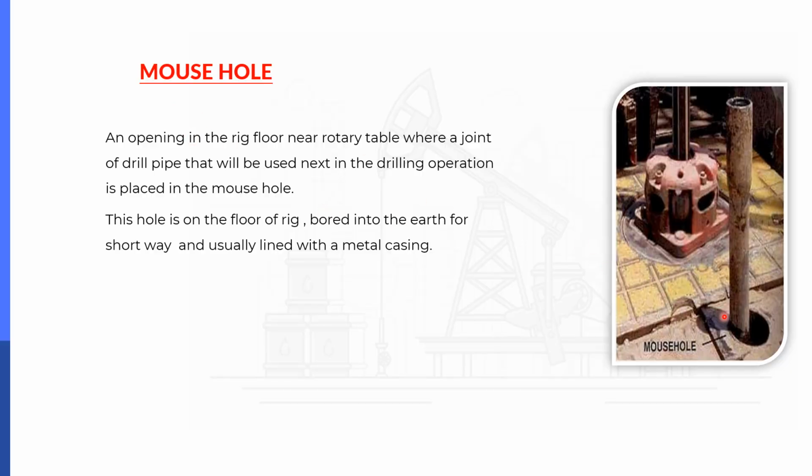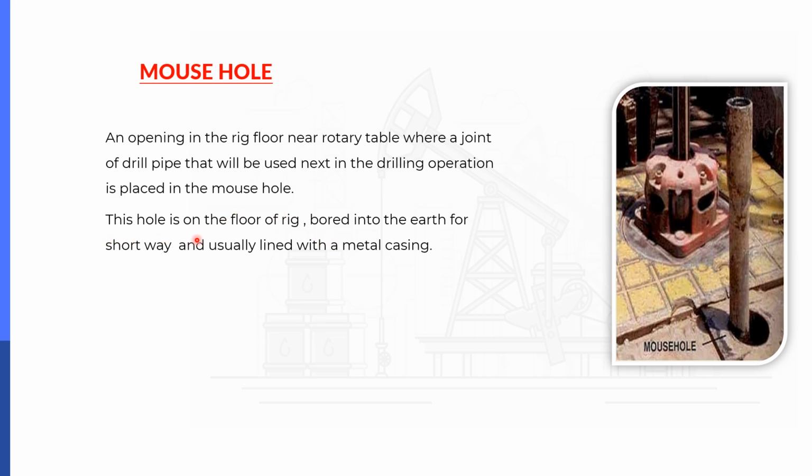The mouse hole, this is the hole where the drill pipe is placed. And what is a mouse hole? An opening in the rig floor near the rotary table, where a joint of the drill pipe, which will be used next in the drilling operation, is placed. It is the drill pipe which will be used next to connect with the drill string. When we go deeper, we will need more drill pipes. The drill pipe that is needed has been hoisted from the pipe rack downside through the air hoist to the drill floor, and kept on the mouse hole.